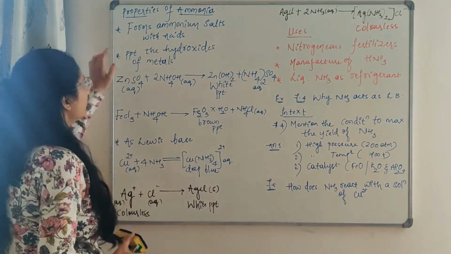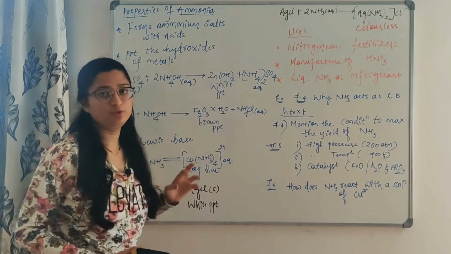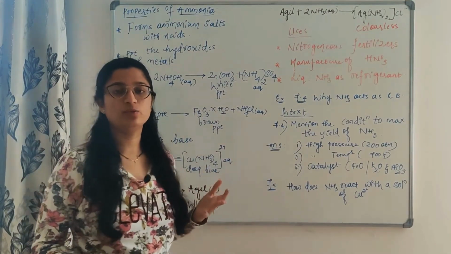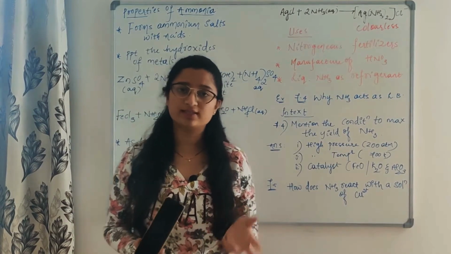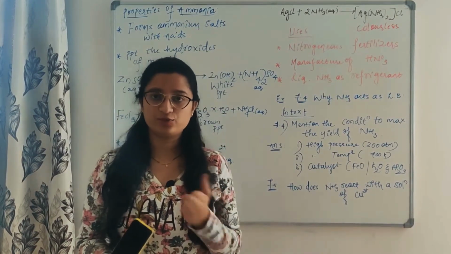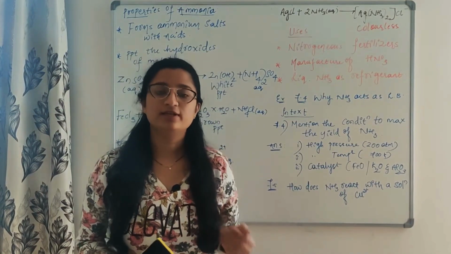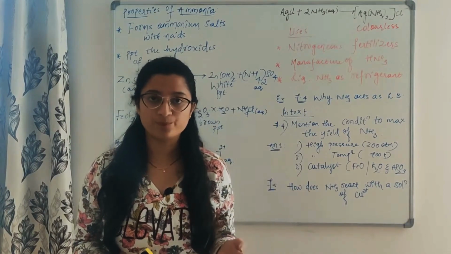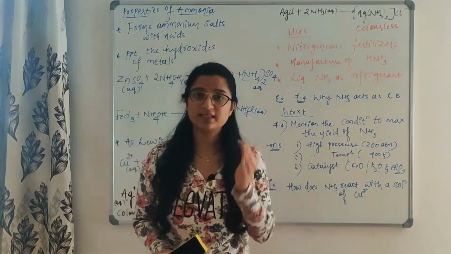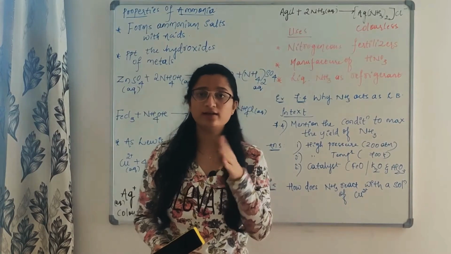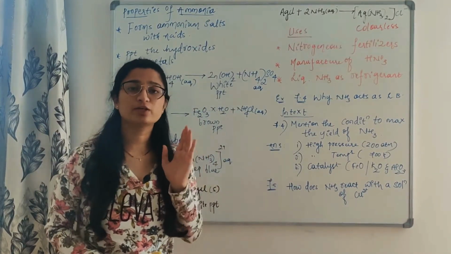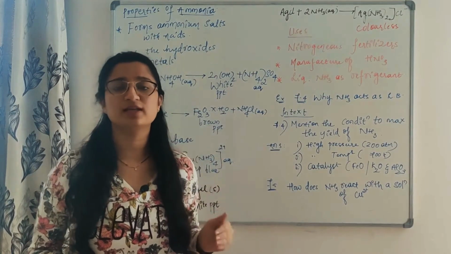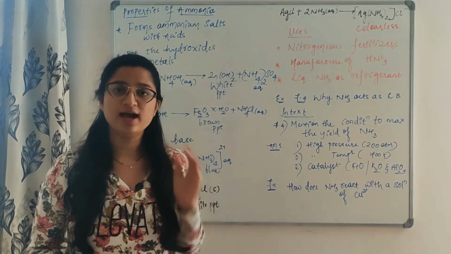Mainly, ammonia forms ammonium salts when it reacts with acids. For example, when it reacts with HCl, it will form NH4Cl, that is ammonium salt. When it reacts with the acid H2SO4, it will form ammonium sulfate, that is NH4 and the sulfate combine to form ammonium sulfate. So the respective salts will be formed whenever NH3 reacts with acids.